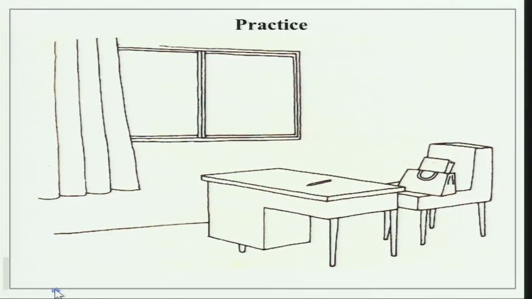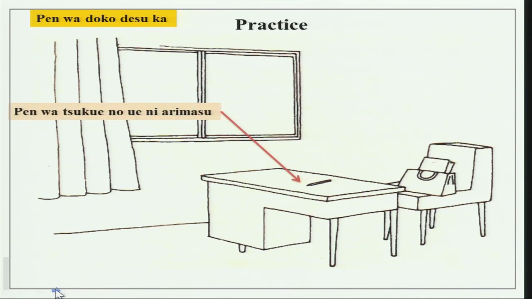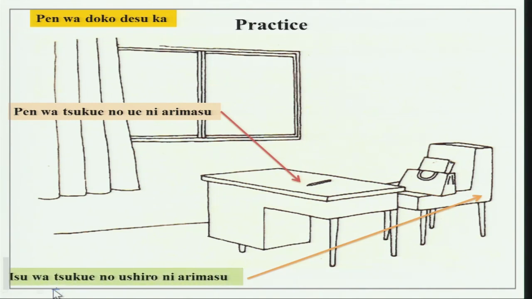Well, there is this picture over here. This is practice again for arimasu. You have pencil, you have kaban, hon, isu, tsukue here in the room, and you can ask your partner and the partner can answer, or your partner can ask you and you can answer. Over here, pen wa doko desu ka? Directly at the pen, pen wa doko desu ka? Pen wa doko ni arimasu ka can also be used. Pen wa tsukue no ue ni arimasu. Then we are pointing at the chair which is isu. Isu wa tsukue no ushiro ni arimasu.